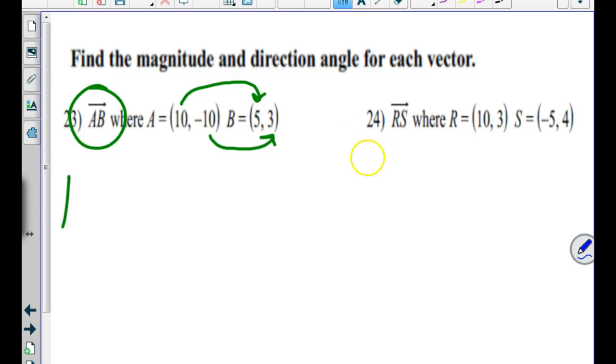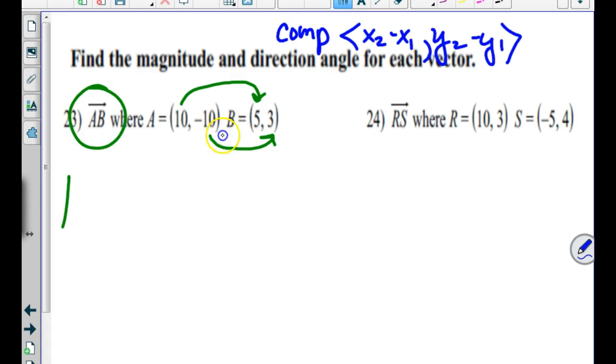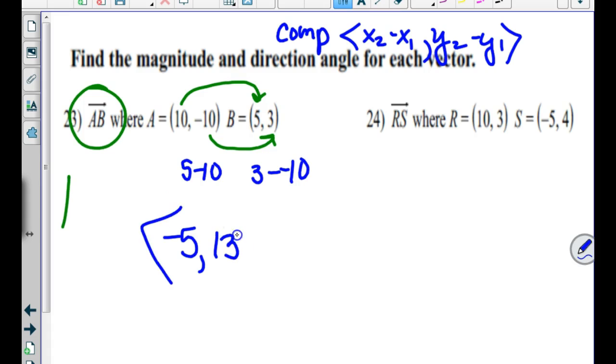The definition for the components are the second x minus the first x and the second y minus the first y. So it would be 5 minus 10 or 3 minus negative 10, because it's how did you get from A to B? So from 10 to 5, you went down 5. And the y coordinate from negative 10 went to 3, so it went up 13. Everybody get that or not?